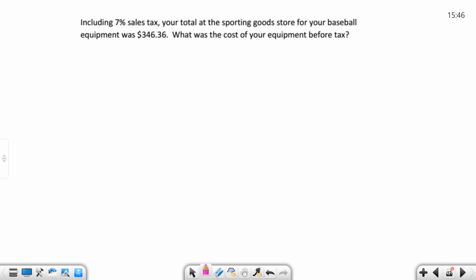All right, so here, including a 7% sales tax, your total at the sporting goods store for your baseball equipment was $346.36. What was the cost of your equipment before the tax? All right. So figuring tax is a fundamental thing that you should be able to do, hopefully.